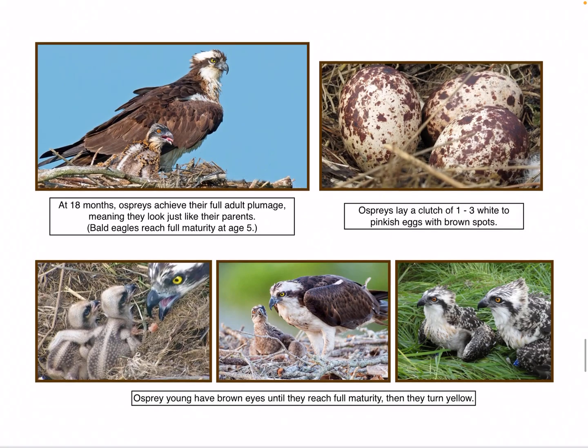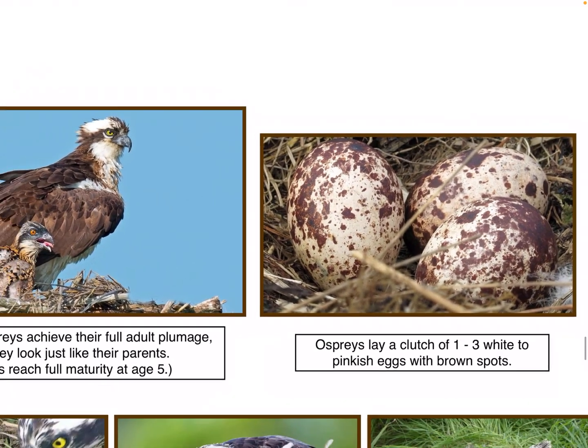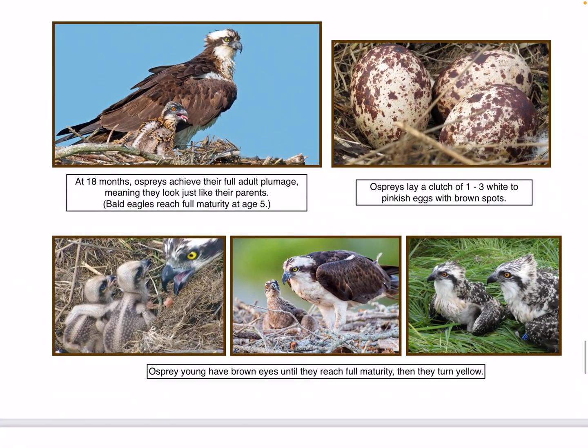All right, ospreys lay a clutch of 1 to 3 white to pinkish eggs with brown spots. Take a close look at those eggs. They look kind of pretty, don't they? I like those. All right. Osprey young have brown eyes until they reach full maturity. Then their eyes turn yellow.